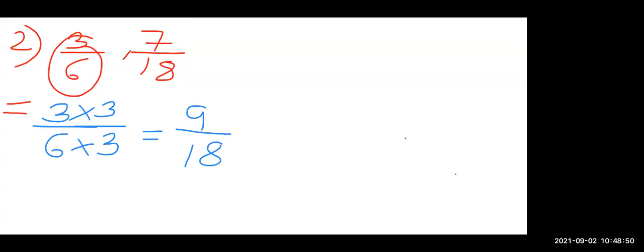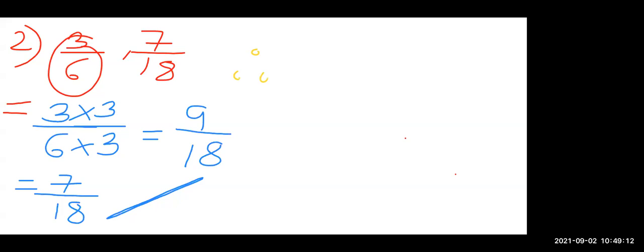Clear? Our second fraction is 7 upon 18 only. So this and this are matching. Therefore, they are which type of fraction? They are like fractions.